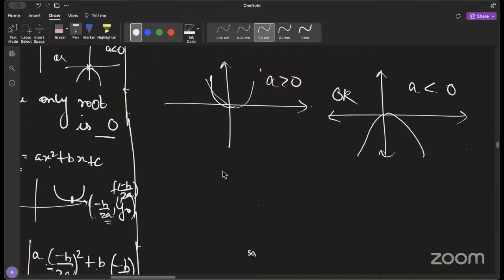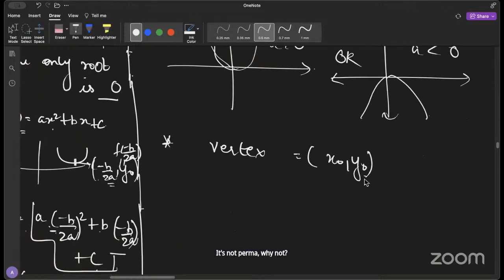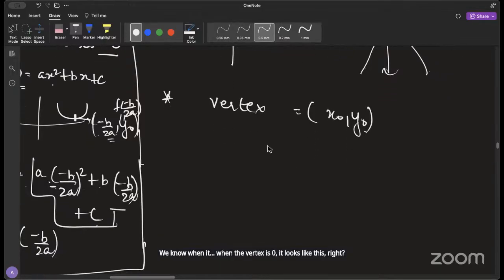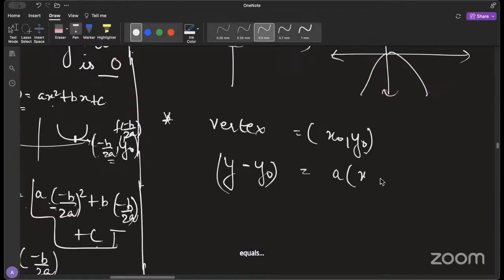Now let's say you're shifting, and instead of vertex 0, 0, you take vertex equals x naught comma y naught. How should your function look? We know when the vertex is 0, 0, the equation is y equals ax squared. Now if your vertex is this, the equation looks like this: y minus y naught equals a times (x minus x naught) squared.